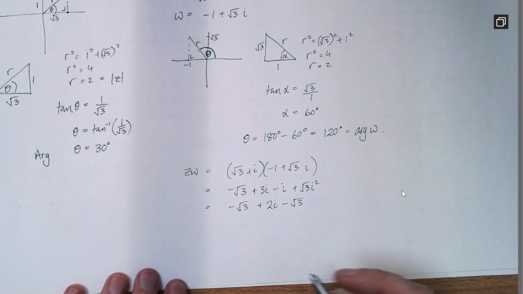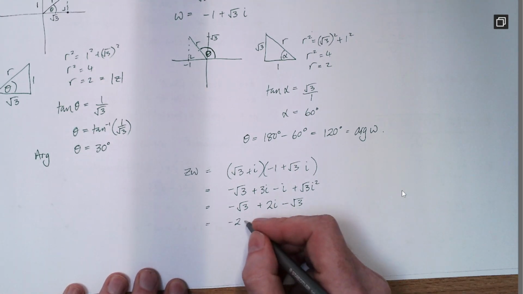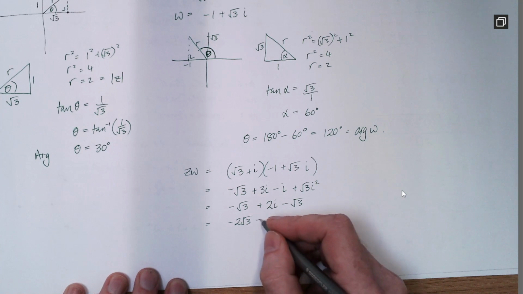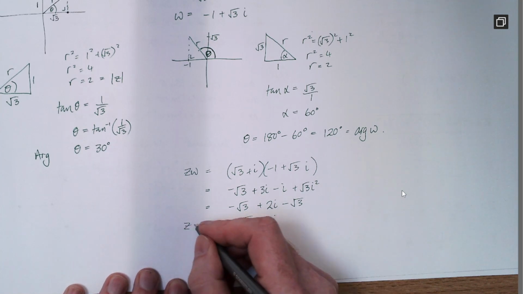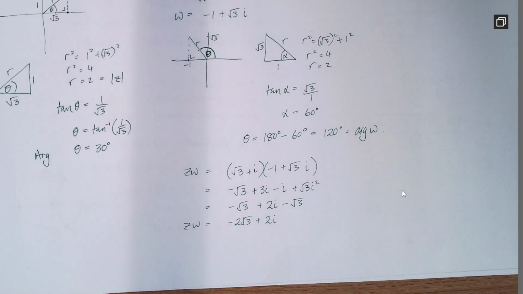Okay, so we get minus 3 minus 3, which is minus 6, plus 2 square root of 3 i. Now in the diagram, the complex number that we got is minus 2 square root of 3, so we need to go to the left, for z times W. So we got minus 2 square root of 3 on the real axis.